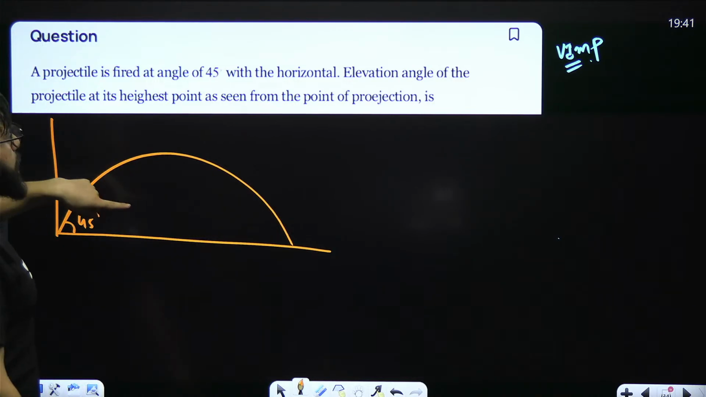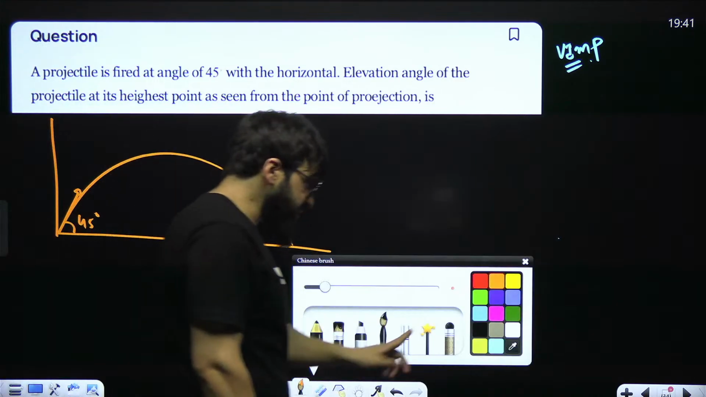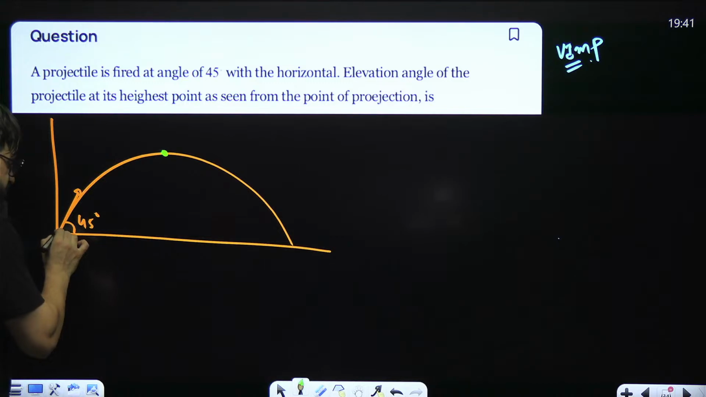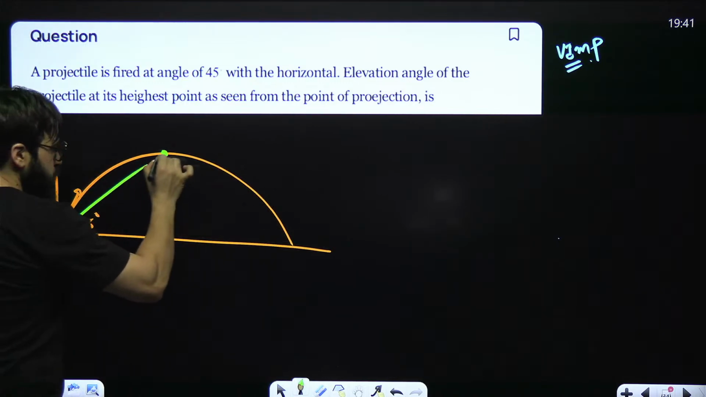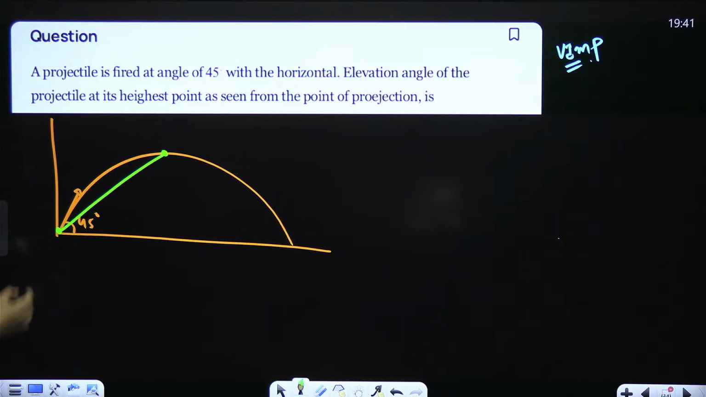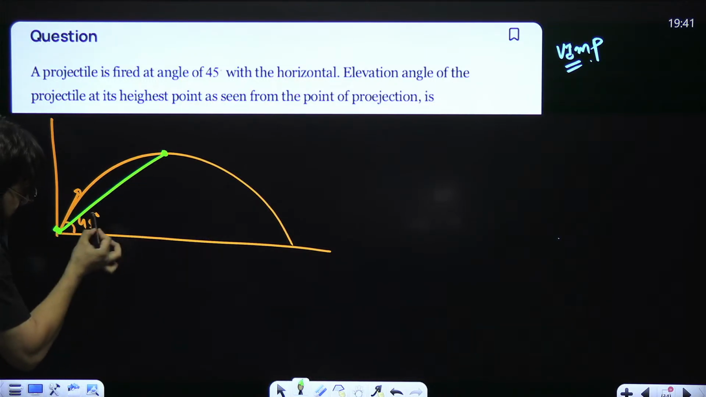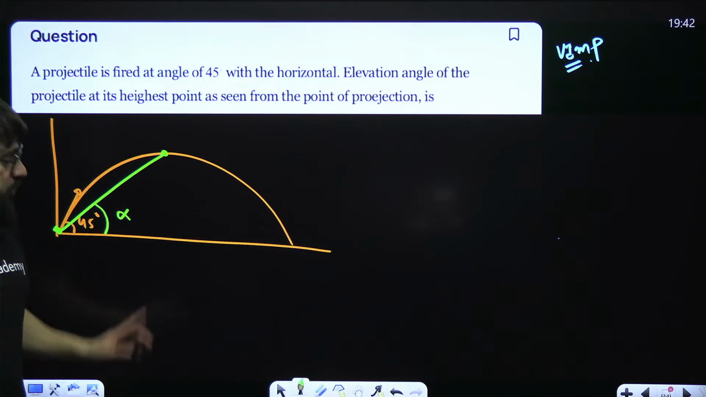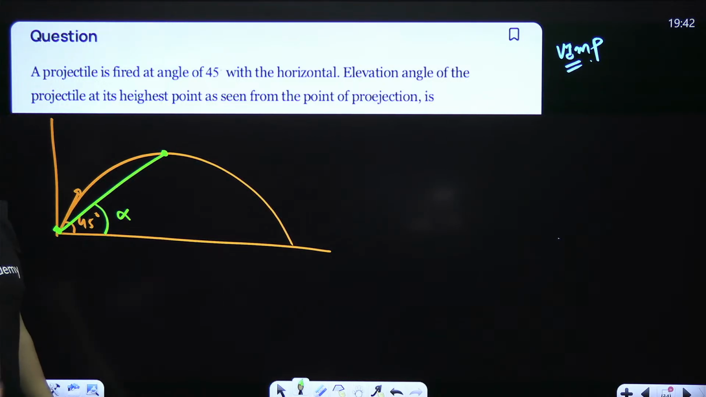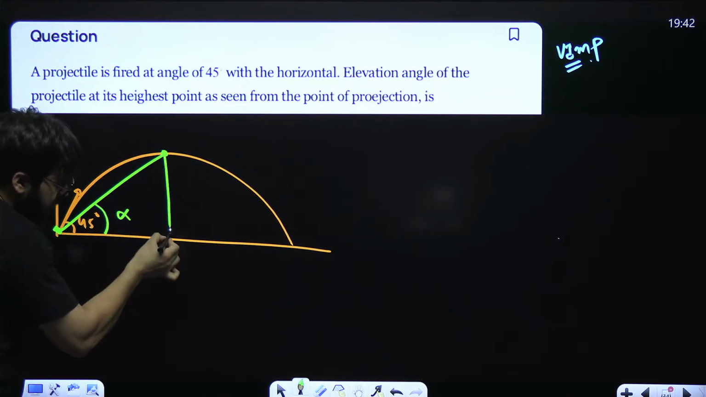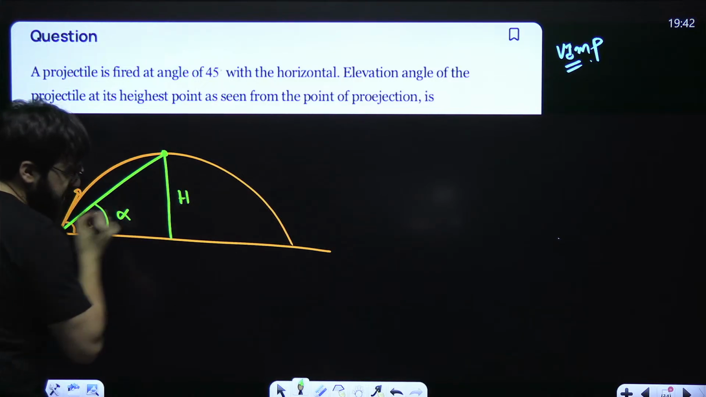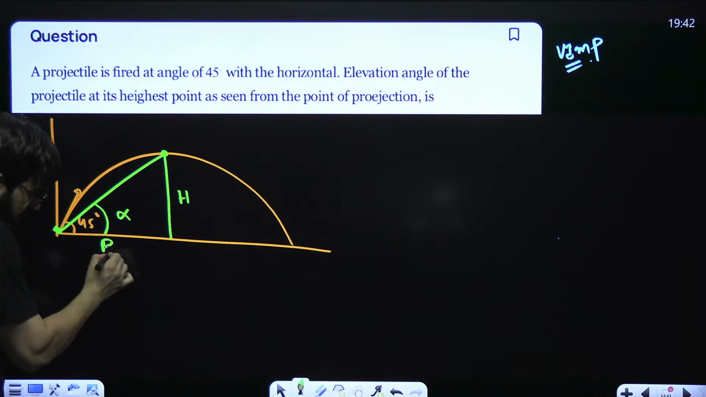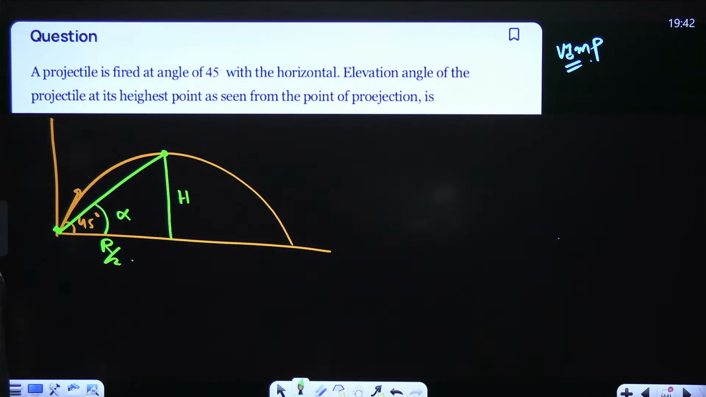The elevation angle of the projectile at the highest point will be, guys, let me show you what this is. This is the topmost point, and this is the launching point. I want you guys to join these two. The angle between this line and this horizontal axis is what we call the angle of elevation. That is alpha. You are supposed to tell me the value of this alpha. If we draw a line over here, this is the maximum height, and from this point to this point is the range. Don't you think that this is R divided by 2? This is half of the range.